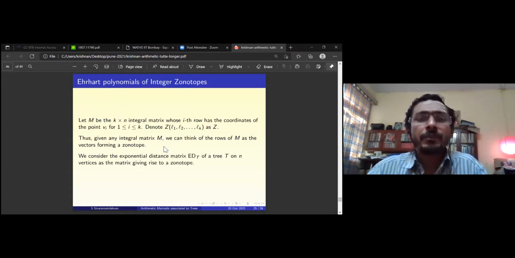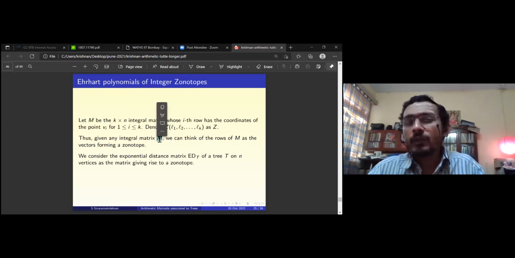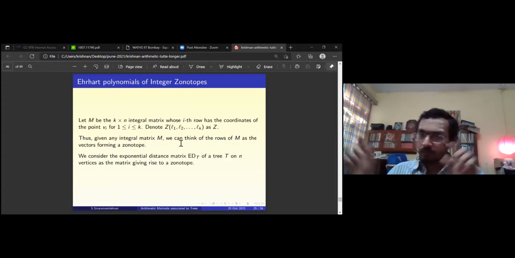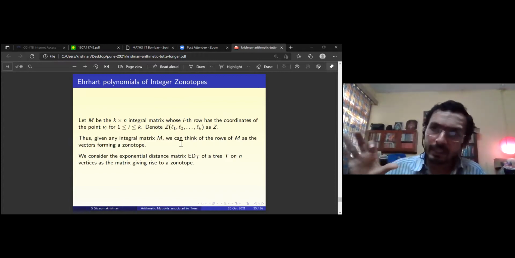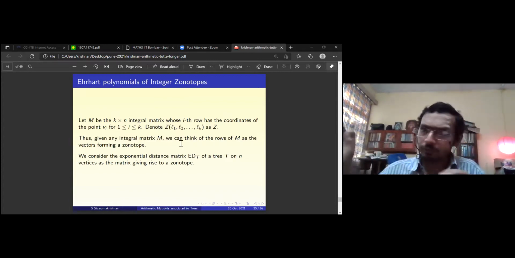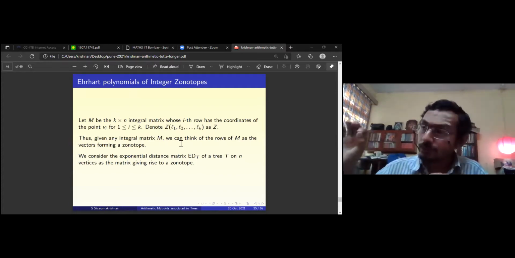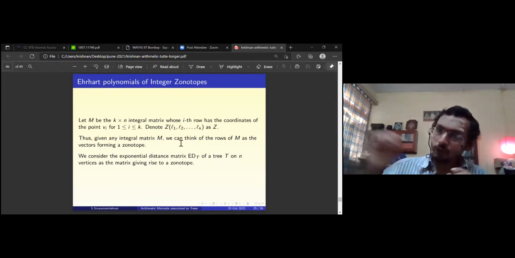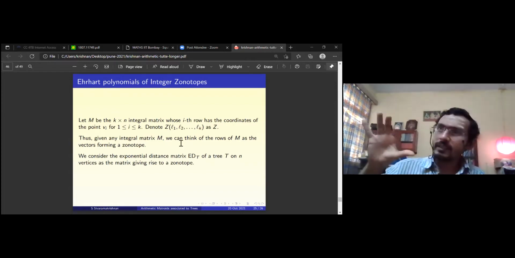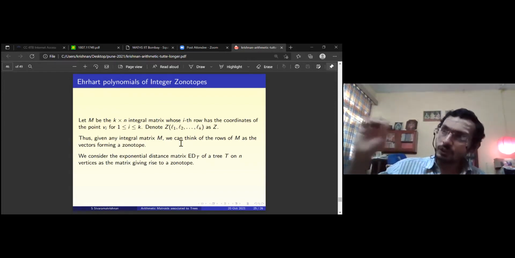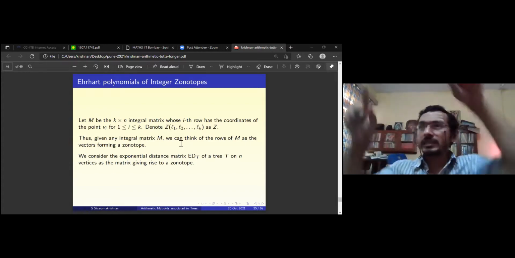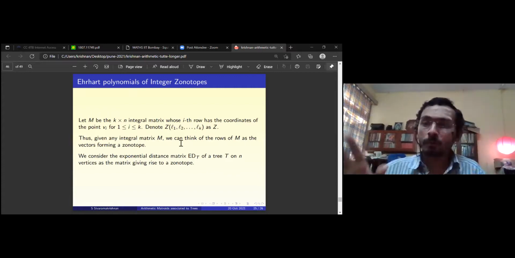Given an integer matrix M, we can think of the rows or the columns of M as the vectors forming a zonotope. So now you have a given matrix M. You look at the columns. That's okay for this talk, you can change all rows to columns. They are all in d dimensions. You look at the line segment joining the origin to each vector, so that gives you a line segment. Now you look at the Minkowski sum. That will give you a zonotope, which is a polytope.